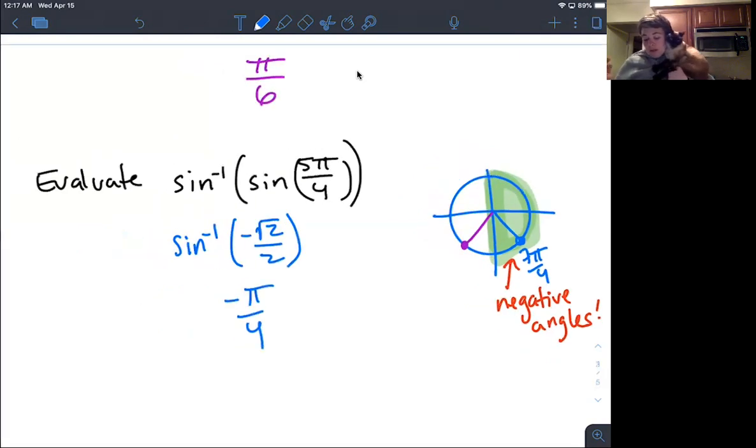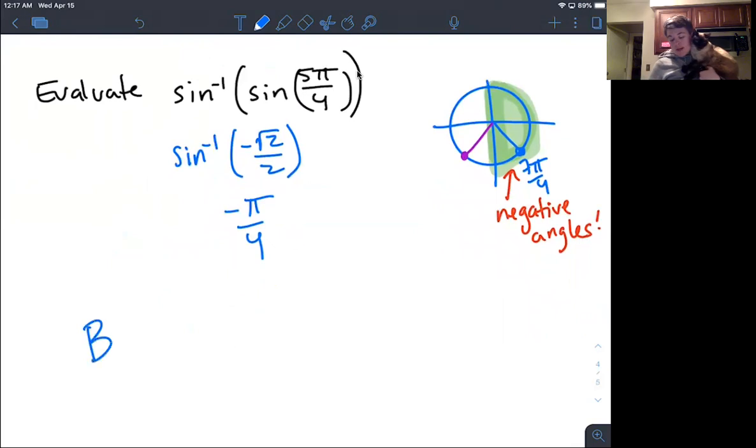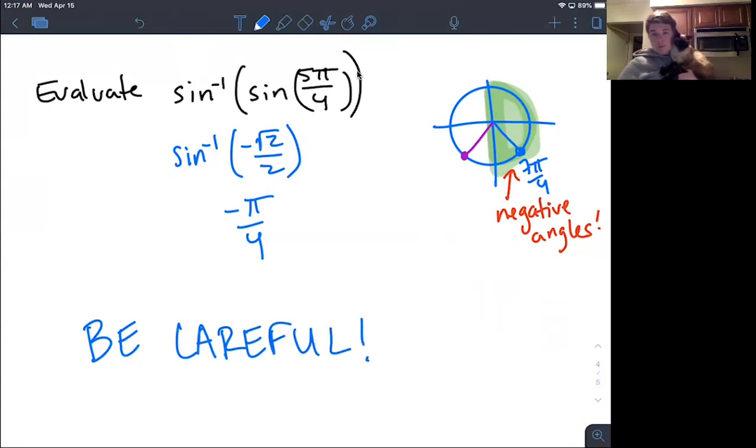Okay, y'all, that's it. The moral of the story with all of this stuff is please, please, please be careful, be thoughtful when you are evaluating, because you just need to pay attention to those principal values.